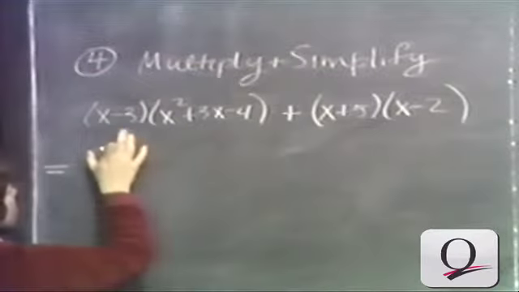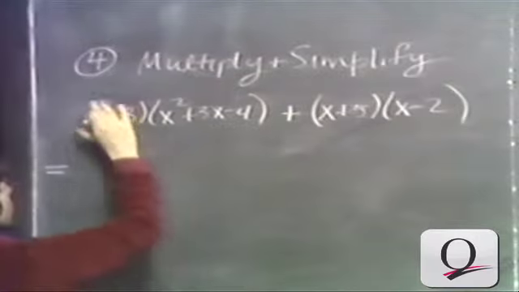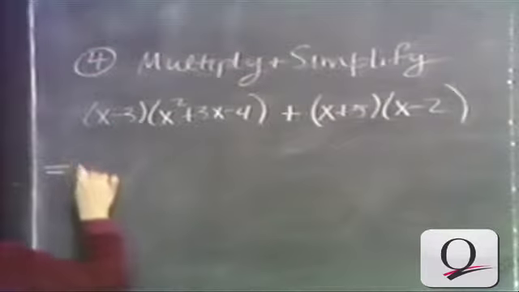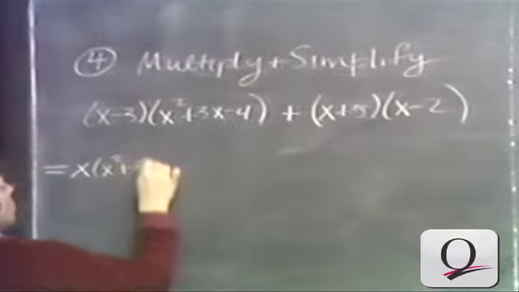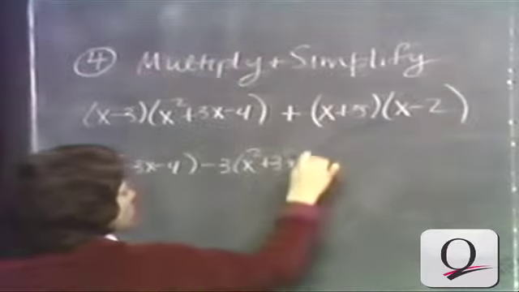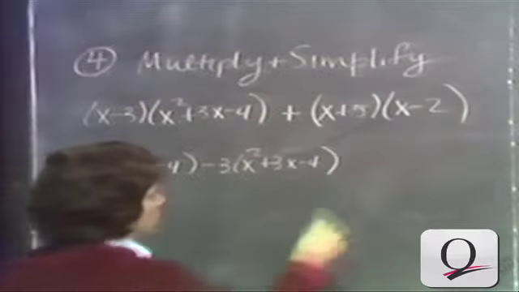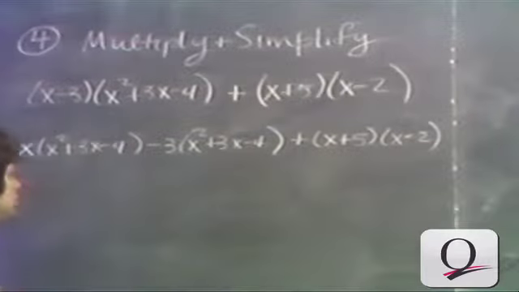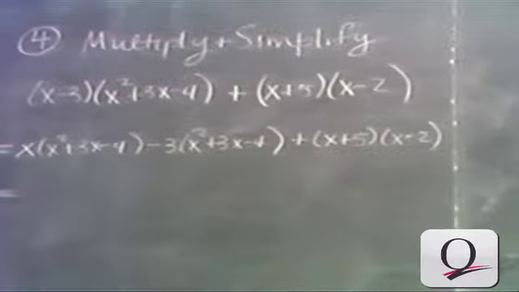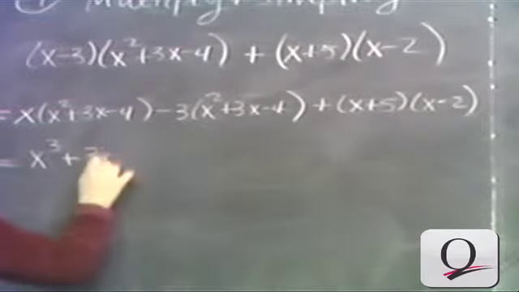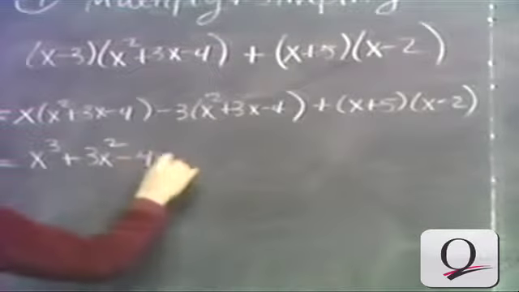Think of this as, say, x minus 3 times something. We can make it x times of something and then minus 3 times of something. So we'll make this x times (x squared plus 3x minus 4), and then the minus 3 times (x squared plus 3x minus 4), plus this product, which we will take care of separately. Now we will again use the distributive law here. x distributed through the parentheses here gives us x times x squared, x cubed, x times 3x for 3x squared, x times minus 4 for minus 4x.